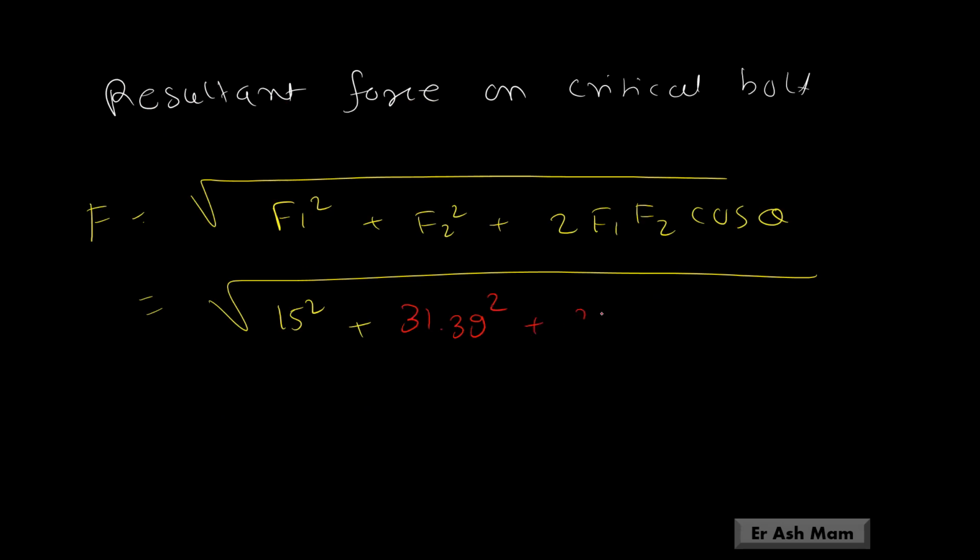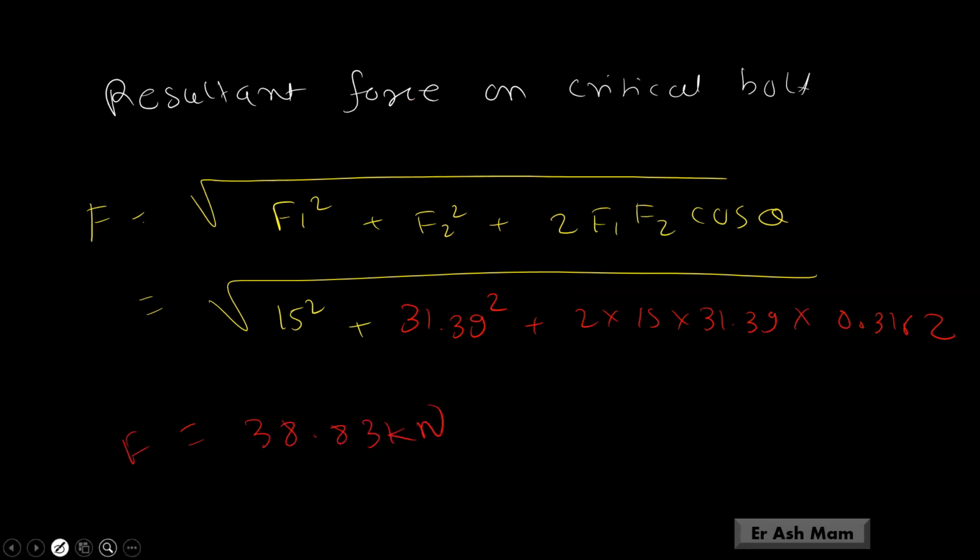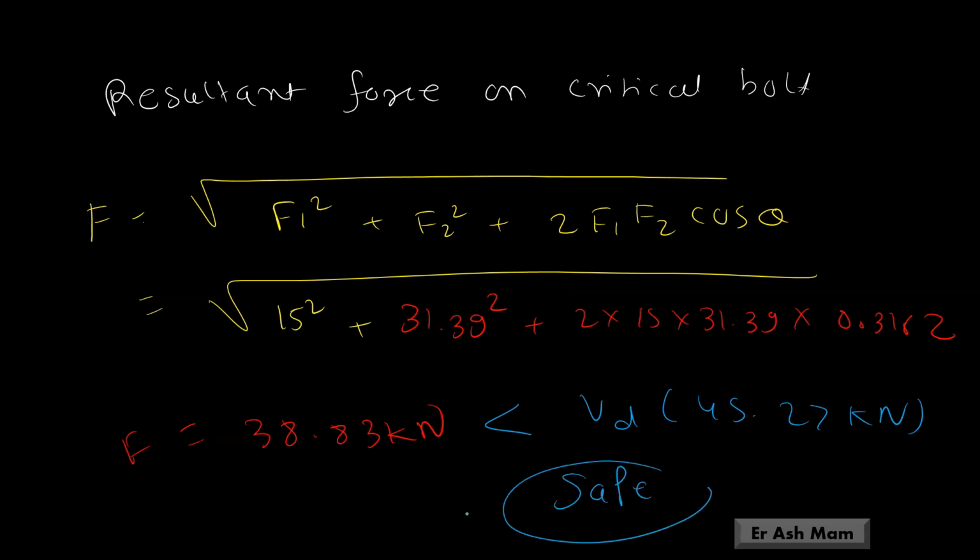31.39 square plus 2 into F1, F1 is 15, into 31.39 into cos theta, which is 0.3162 as you already calculated. Therefore, F is 38.83 kilonewton, which is less than the strength of bolt, that is 45.27 kilonewton. It means our force is less than our strength. It means safe. Strength of bolt is more than the force coming on the bolt. Hence, it's safe. Hence, no need to redesign.